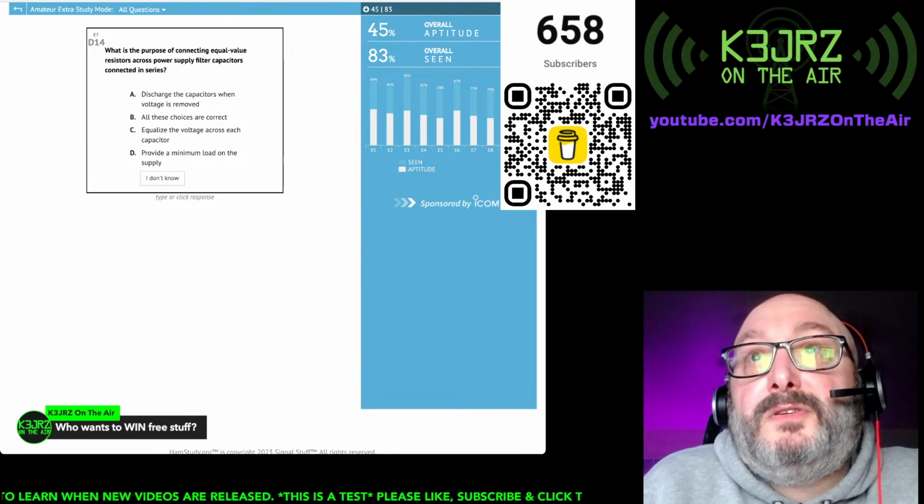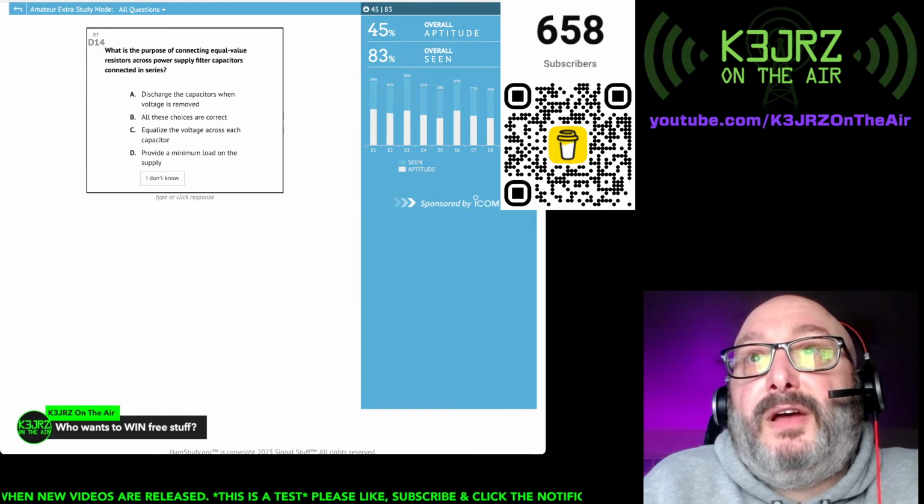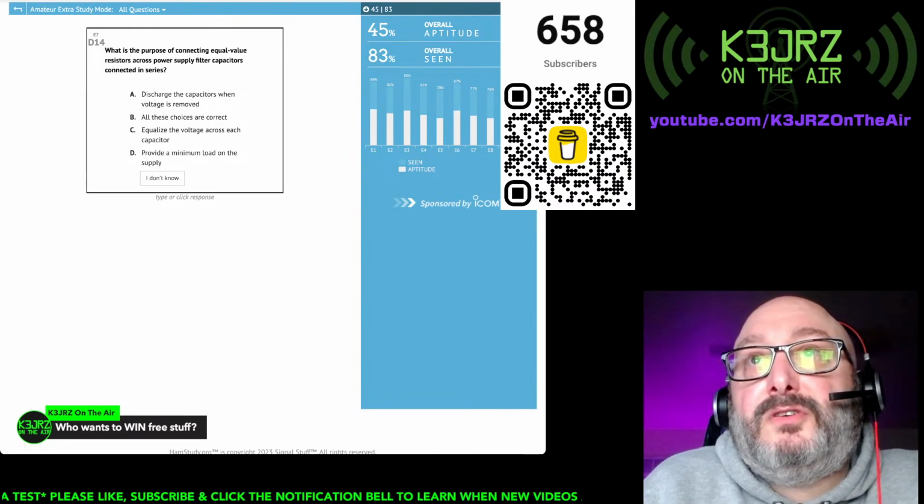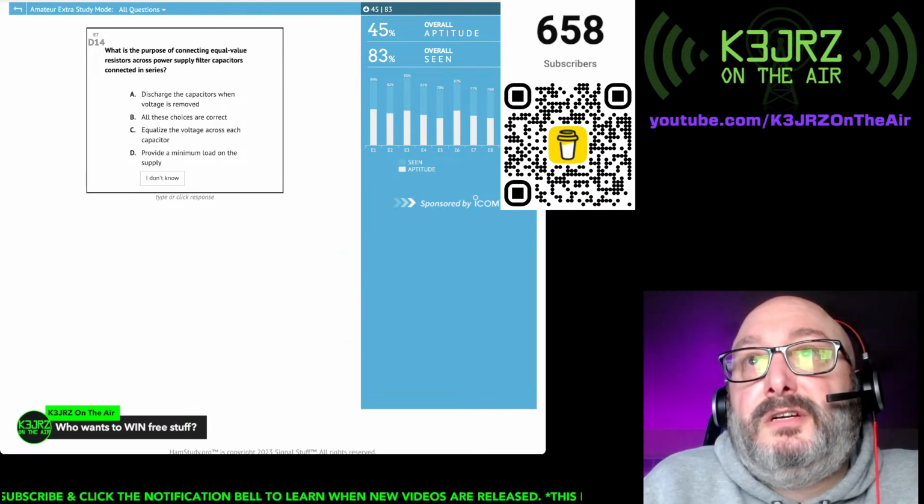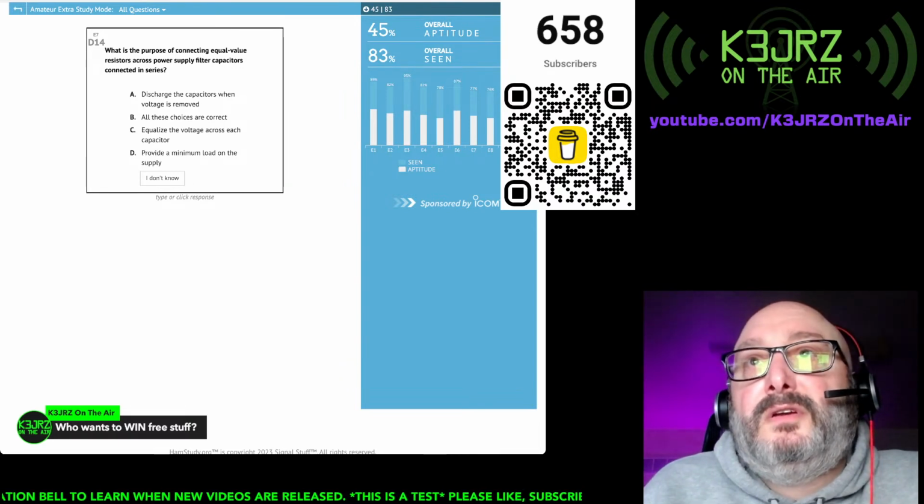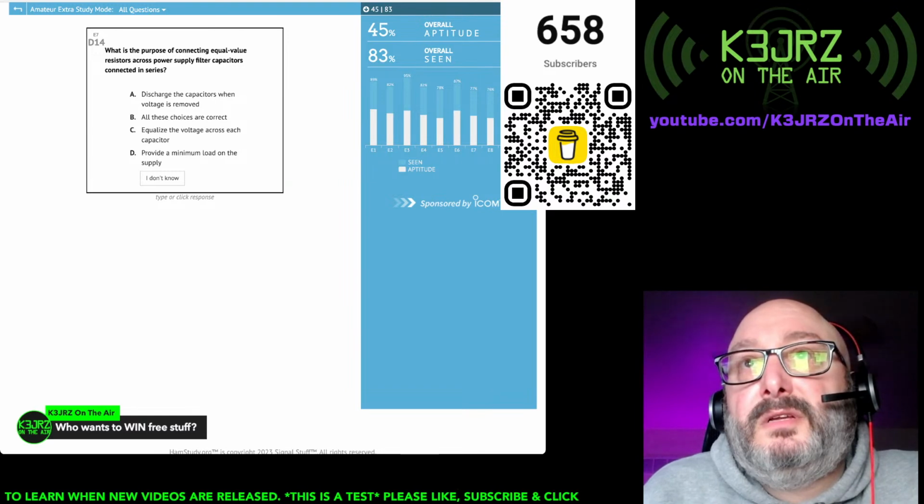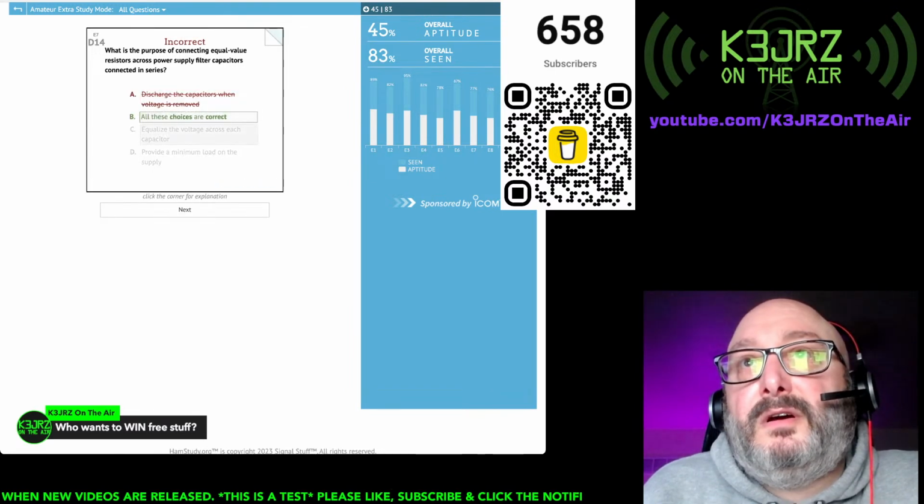What is the purpose of connecting equal value resistors across power supply filter capacitors connected in series? Discharge the capacitors when the voltage is removed. Equalize the voltage. All the choices equalize all.